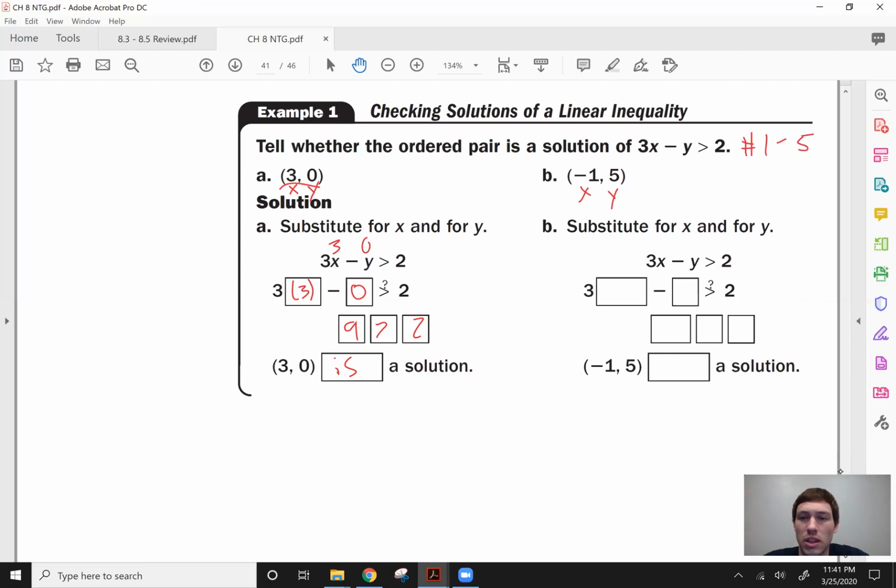Now when we look at this one, again, we're going to plug in -1 for x and 5 for y. Well, 3 times -1 minus 5. Well, 3 times -1 is -3, minus 5 is -8. Is that greater than 2? No. So (-1, 5) is not a solution because that is not a true statement.